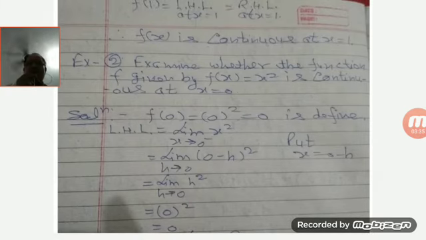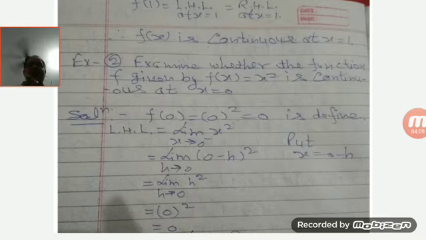Now we can take example number 2. Examine whether the function f given by f(x) is equal to x square is continuous at x equal to 0. So first of all we can see whether the given function f(x) equal to x square is defined at the given point, means at x equal to 0. So we can calculate f of 0, it is 0. So we can say that f(x) equal to x square is defined at x equal to 0.